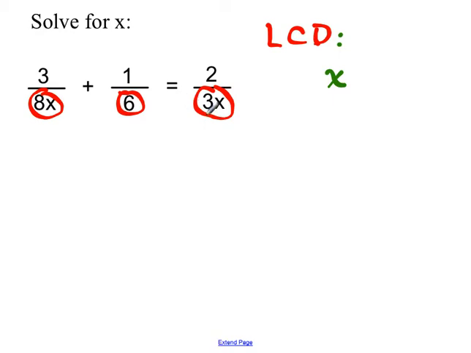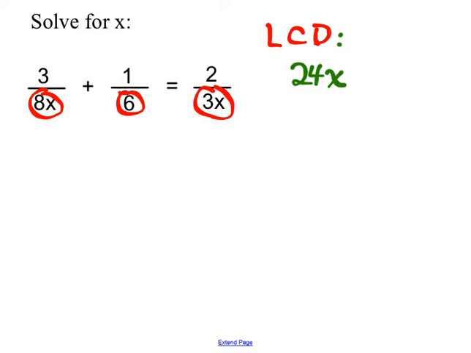Now, numerically, we have 3, 6, and 8, so you're trying to find the smallest number. This will work if you use any common multiple. The least common multiple is just going to make it easier to cancel and things like that. 3, 6, and 8 all go into 24. So our least common denominator is going to be 24x.